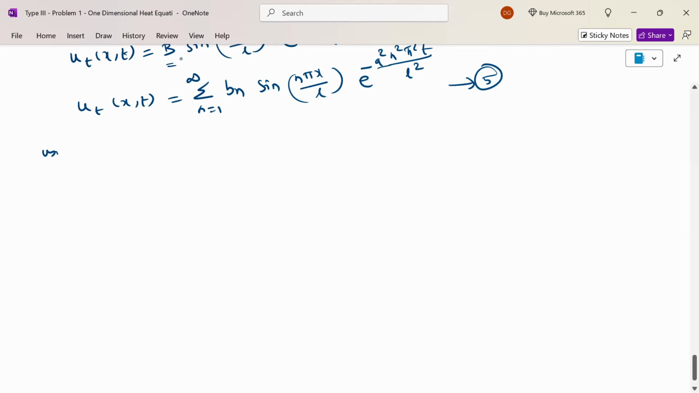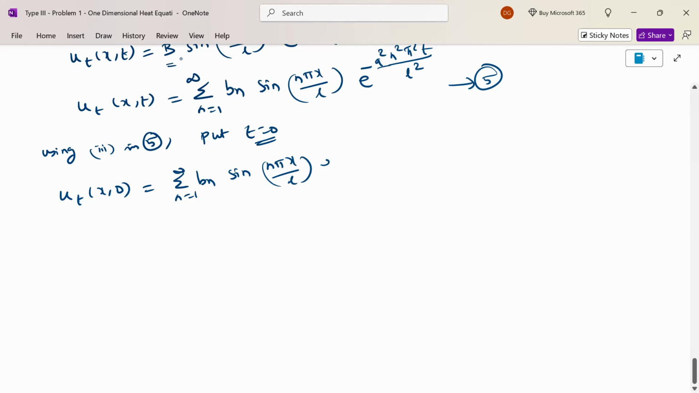Now using the third condition in 5. What is the third? t equal to 0. So u_t of x comma 0 equals the sum from n equal 1 to infinity of Bn sin n pi x by L e power 0. Now this u_t of x comma 0 is nothing but x by 2 minus 20, equal to the sum from n equal 1 to infinity of Bn sin n pi x by L.